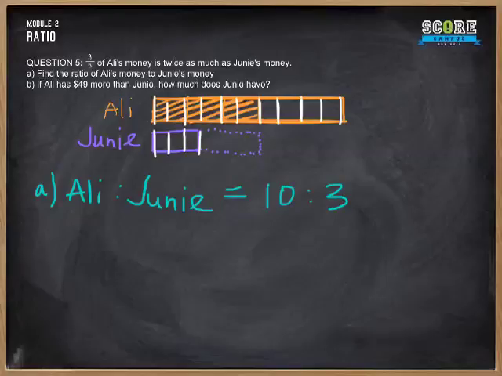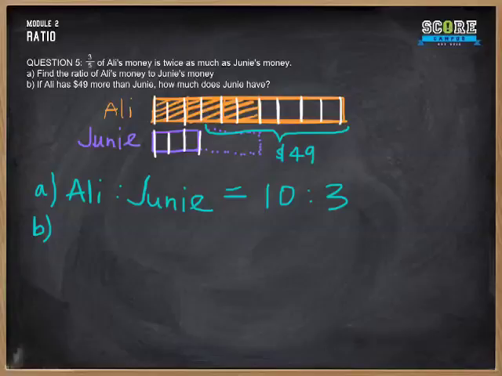Now, moving on to part B. If Ali has $49 more than Junie, how much does Junie have? Now, think about it. The extra boxes represent $49. Let's draw that into the diagram, okay? See, the extra 7 boxes, that's $49, right? Because it says Ali has $49 more than Junie. So that is 7 boxes more than Junie.